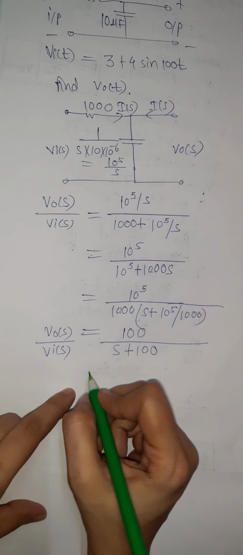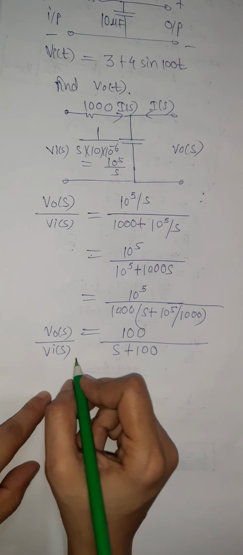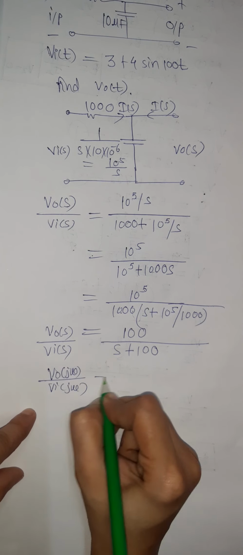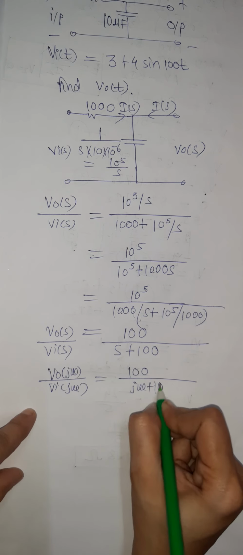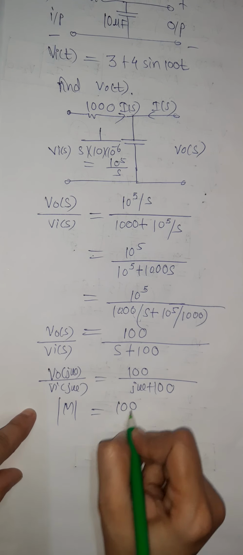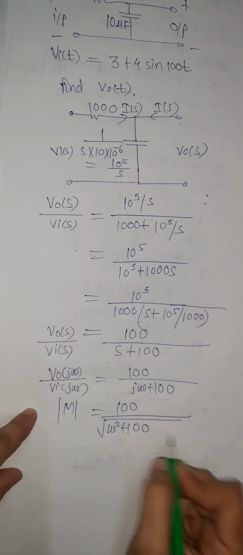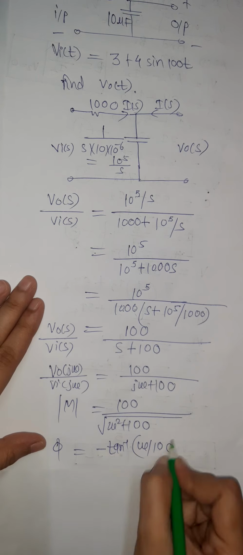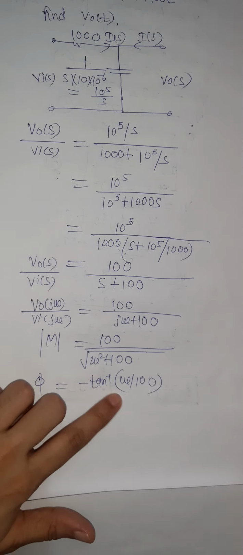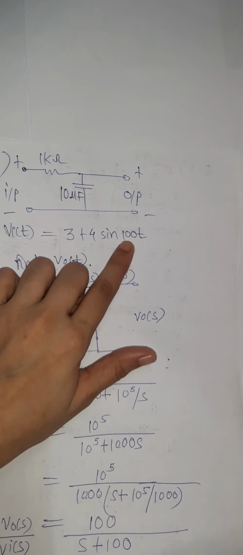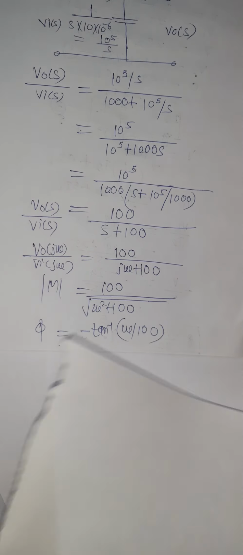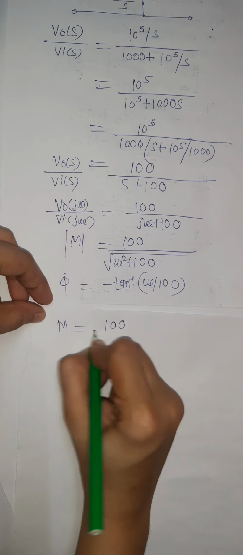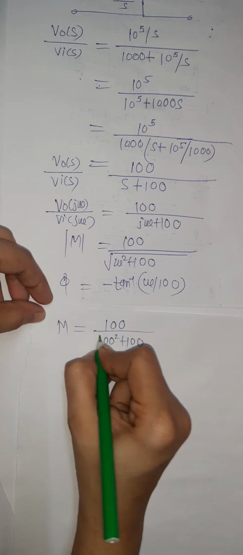If we find the magnitude of this, first of all I will put s equal to j omega. Then V0(j omega) divided by Vi(j omega) will be 100 divided by j omega plus 100. The magnitude of this is 100 divided by the square root of omega square plus 100 square, and the phase phi is equal to minus tan inverse of omega divided by 100. Now omega is given as 100 in the input, so put the value of omega in m.